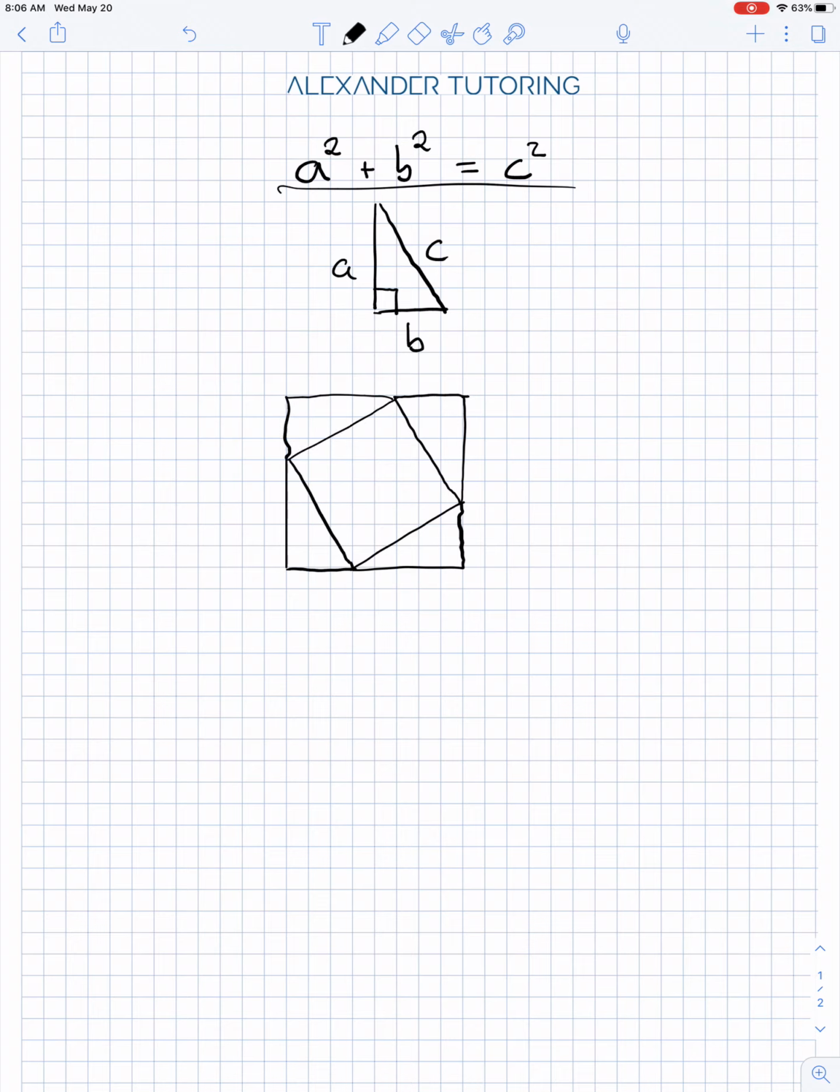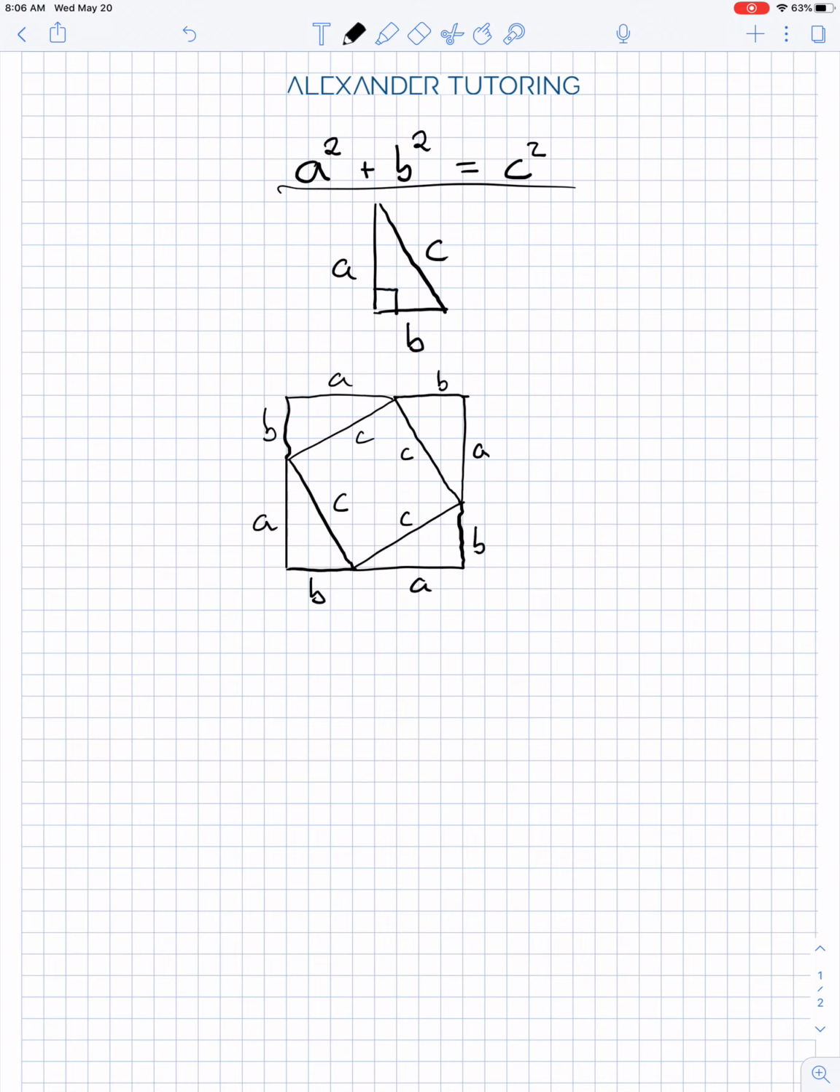Okay, and so based on how we labeled it, again, these are 4 identical triangles. We have a, b, c, a, b, c, a, b, c, a, b, c. Okay, so you can see we have 4 triangles and a nice square in the middle. The square is c by c, that makes it a square. And so what we're going to do now is write down the area of the whole picture here, the whole object we just drew down, in 2 different ways.